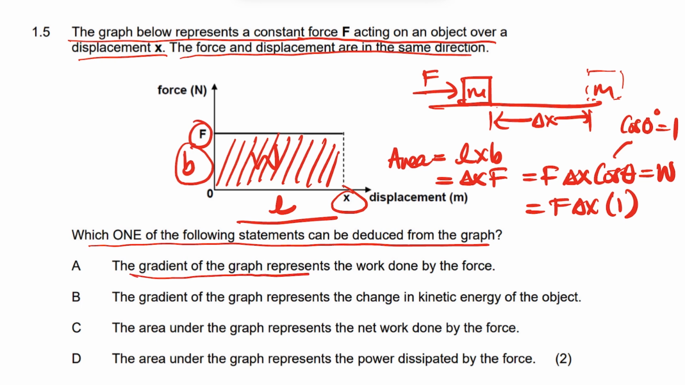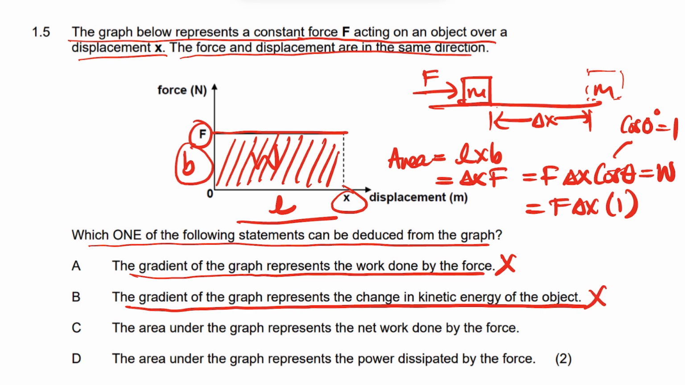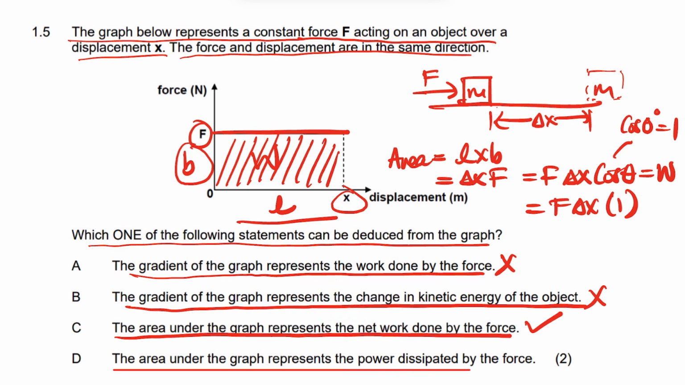The gradient of the graph represents the work done by the force. Looking at this curve, there's no gradient. The gradient is 0, so it cannot represent the work done. The gradient of the graph represents the kinetic energy. It cannot, because the gradient there is 0; the line is linear there. The area under the curve represents the net work done by the force. That's correct. The area under the graph represents the power dissipated by the force? No.